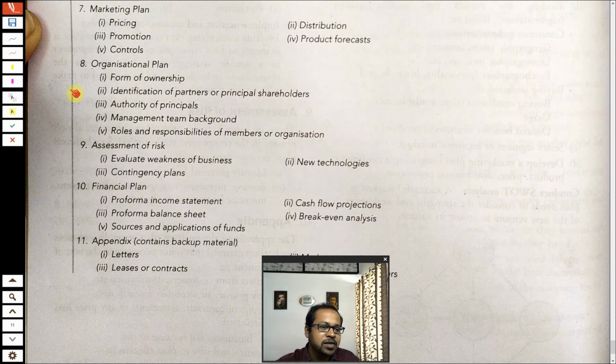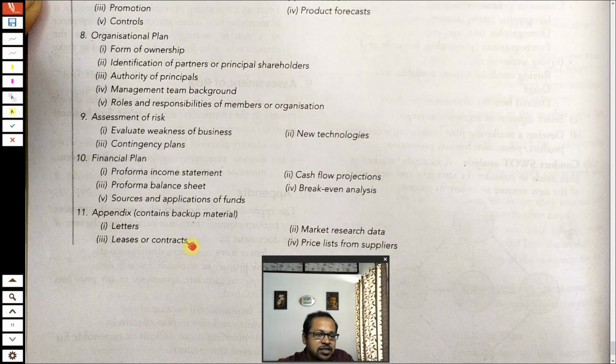The financial plan we also discussed earlier, so you can have it earlier. Now this is the pro forma, okay, but you can follow the order which is given in detail. And finally we can have the appendix, some useful backup material which we wish to bring to the knowledge of our investors.